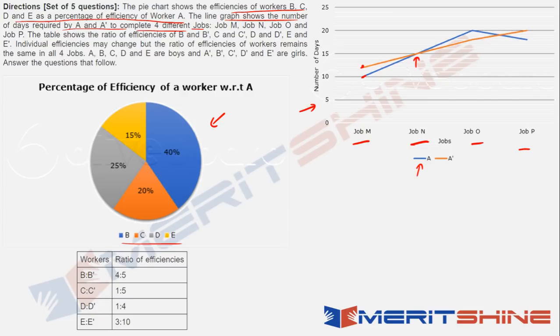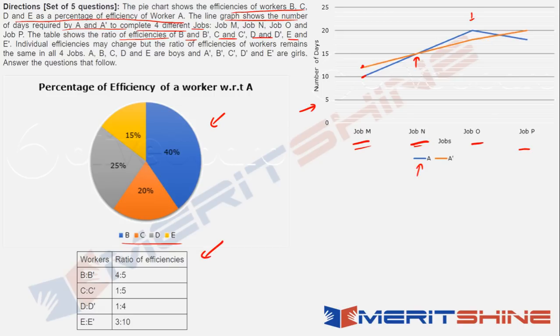For this job N, they are equally efficient. For this job O, if you realize, A dash is more efficient. So it's changing here for jobs M and OP for A and A dash. But it gives you a way that you can compare the efficiencies of A dash for M and OP, these 4 jobs. If you read further, it says the table shows the efficiencies of B dash, C dash, D dash.